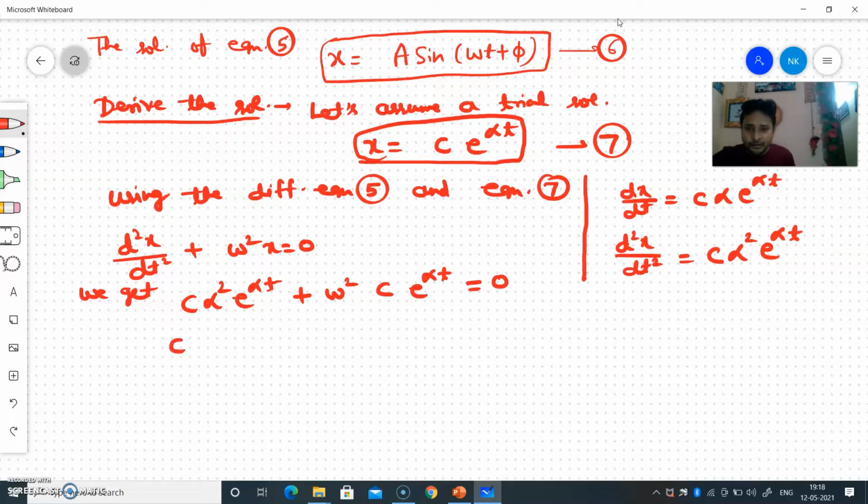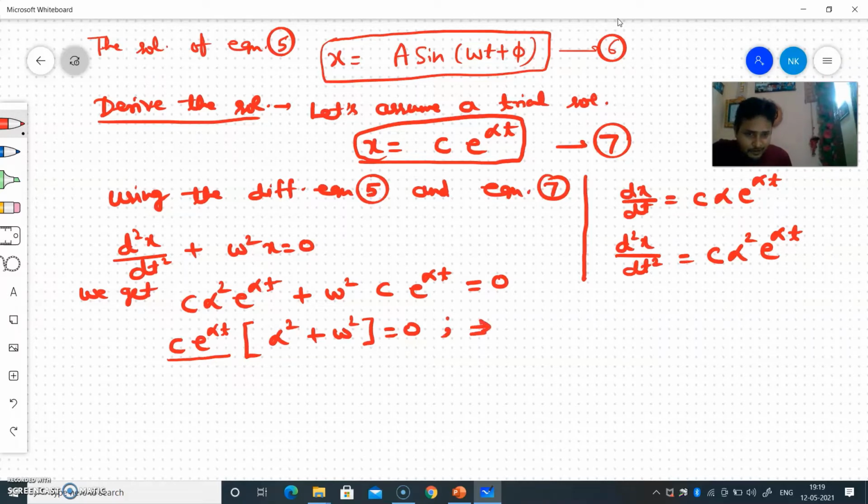If you take c exponential alpha t as common, we end up getting alpha square plus omega square is equal to 0. Since this is the trial solution, x is equal to c exponential alpha t, if that is equal to 0, that is a trivial solution, but we want a solution other than that. So this can't be 0.